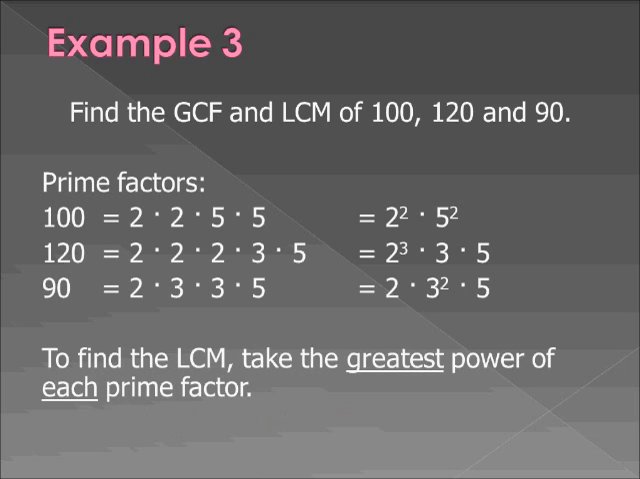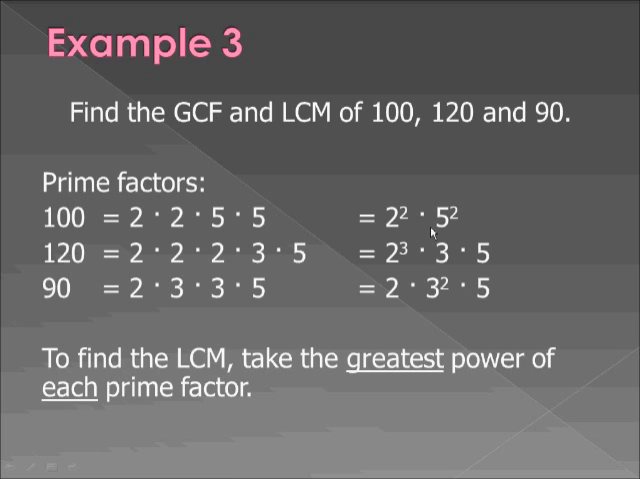If we go to the least common multiple, we take the greatest power of each prime factor. So we have to make sure we have a 2, a 3, and a 5. And among those numbers, we take the highest power for each one. So we start with 2. Each prime factor, take the highest power. That's this one, 2 cubed.